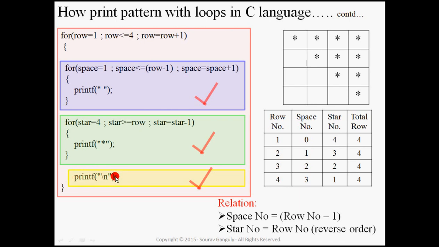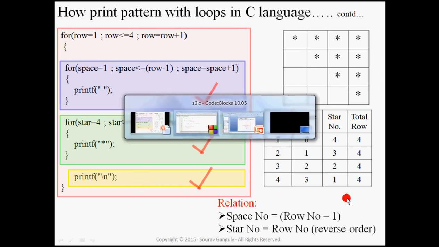And we use this to send the cursor into the next row. So this gray section is actually the row number of the first row. First row has 2 sections. This blue section is representing the space, and this green section is representing the star, and it is the new line. Okay, let's check an example.